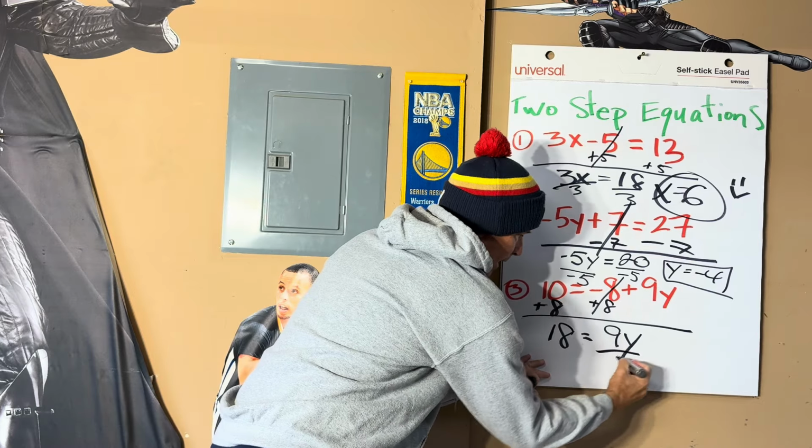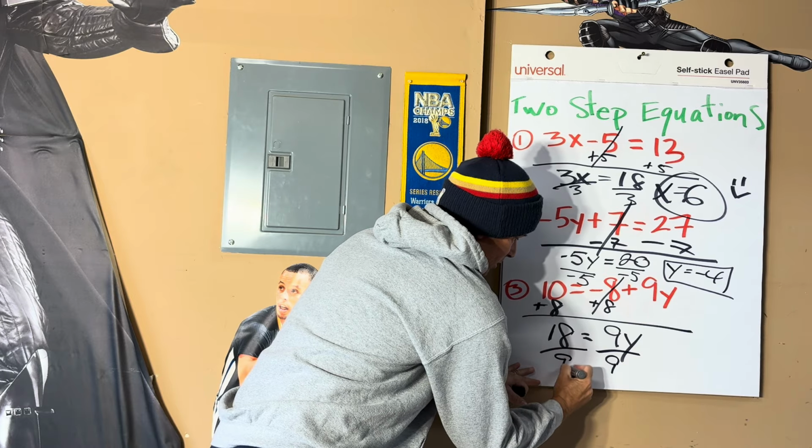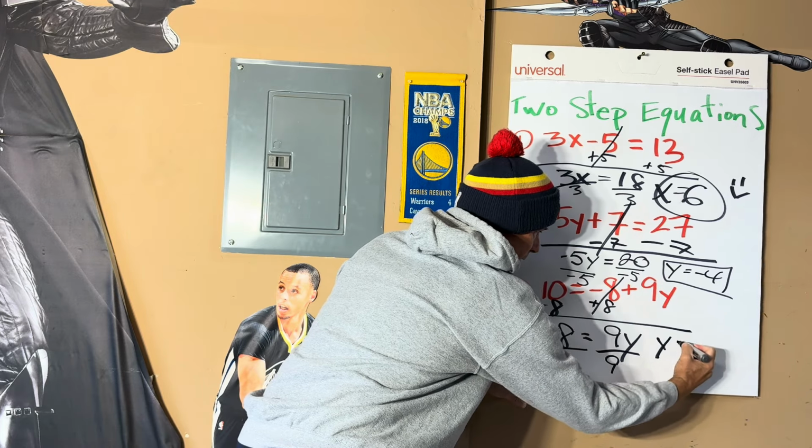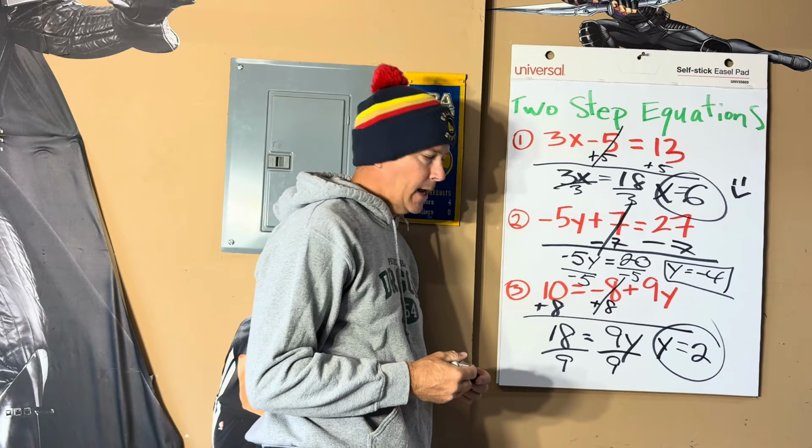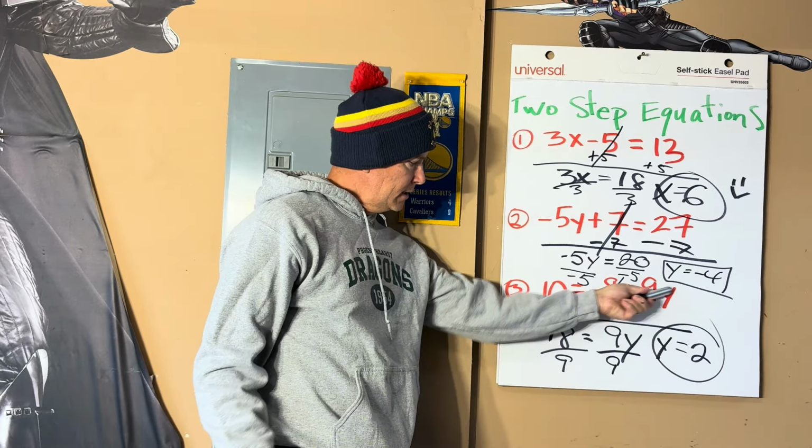Okay, 10 plus 8 is 18. That went bye-bye. 9y comes down because we haven't touched it yet. Now, I see a pattern. You do see a pattern. I like the variable on the left side. Okay, there's only going to be one solution, okay? Only one number makes this true.